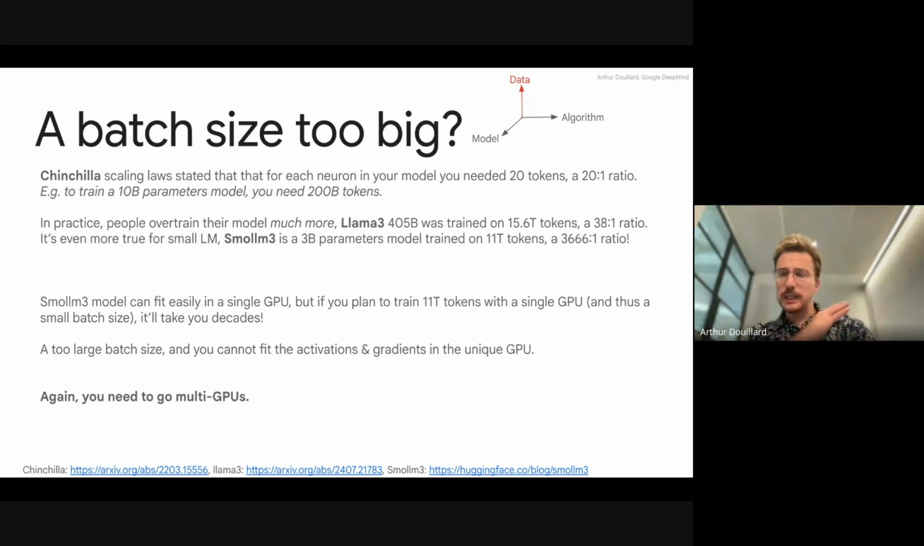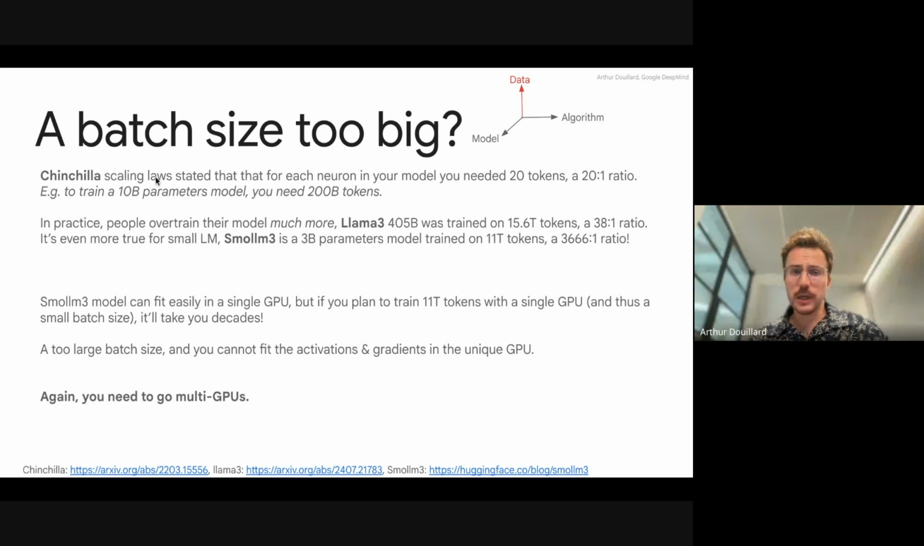This is for the model axis. Now about the data axis. The question is also we want to use more data, as I said previously. So the previous models, ImageNet, for example, was a few 100,000 images. Now we're talking about using several dozen of trillions of tokens.